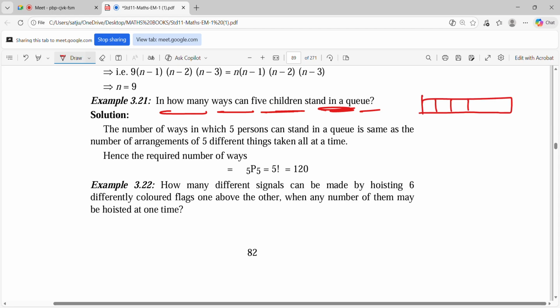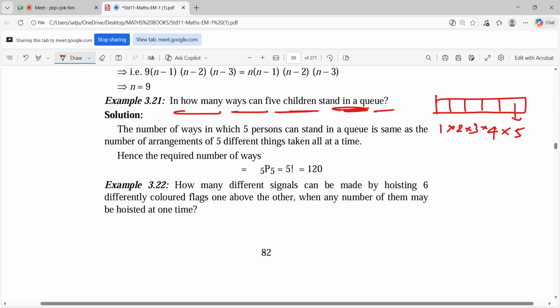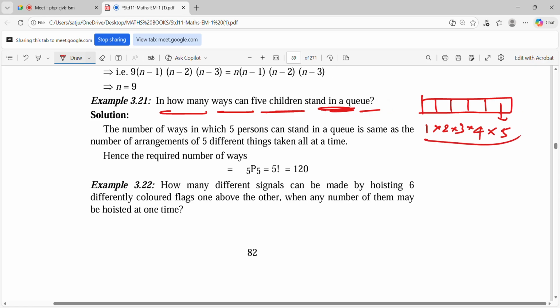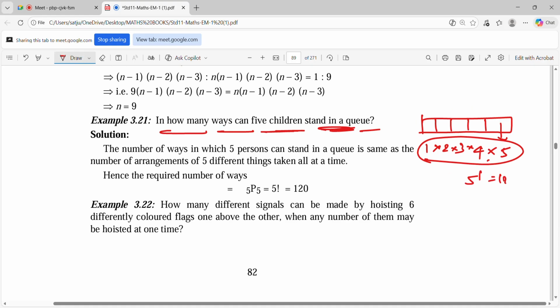So therefore 5 children can stand in a queue. Right, here first place 5, next here 4, next 3, next 2, 1. So we have to multiply here. All the jobs can be done. So therefore 1 into 2 into 3 into 4 into 5, nothing but 5 factorial, 5 factorial nothing but 120.